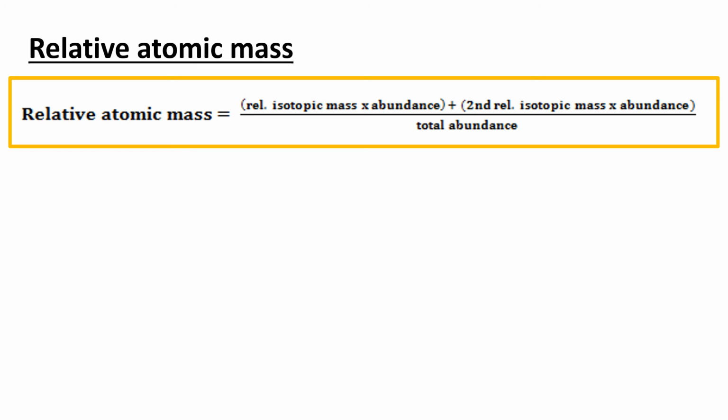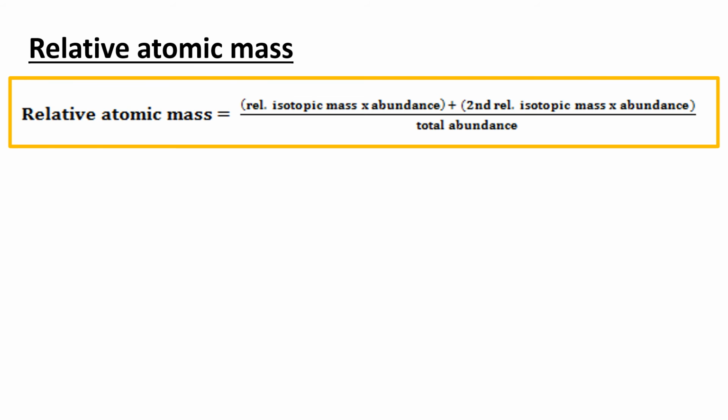We are now going to work through calculating the relative atomic mass. So the relative atomic mass is calculated using this equation. The relative atomic mass is the relative isotopic mass times its abundance, plus the second relative isotopic mass times its abundance, all over the total abundance.